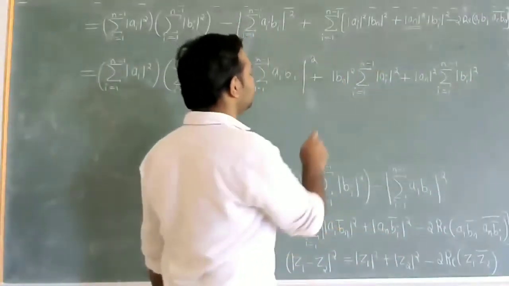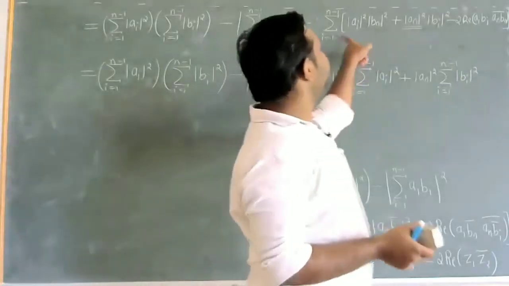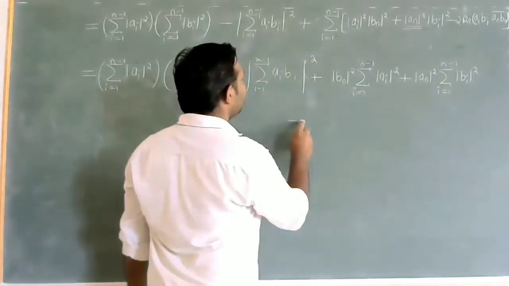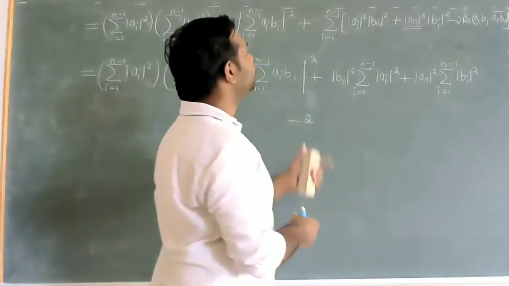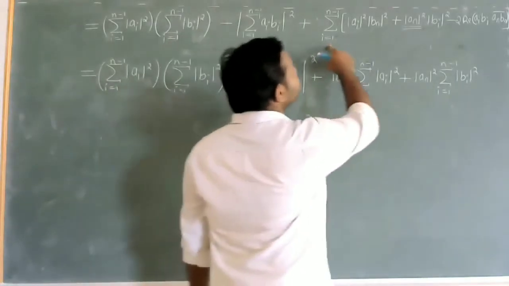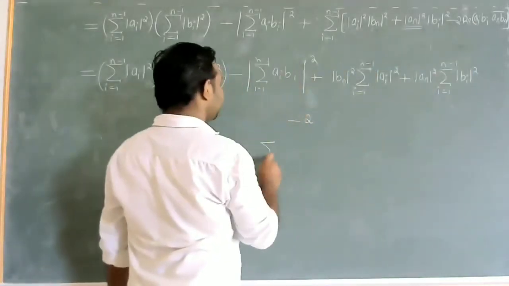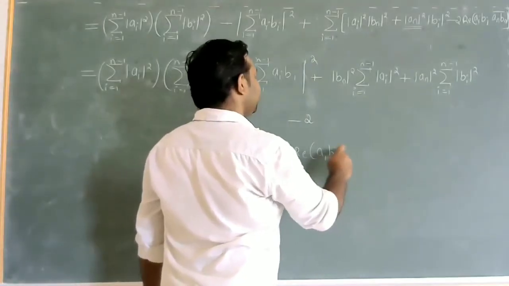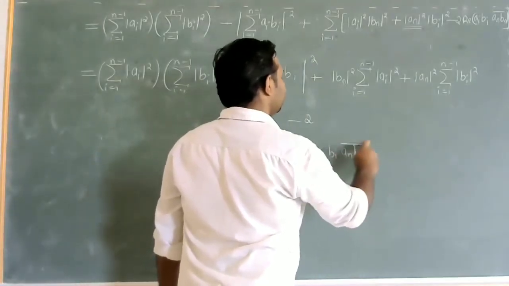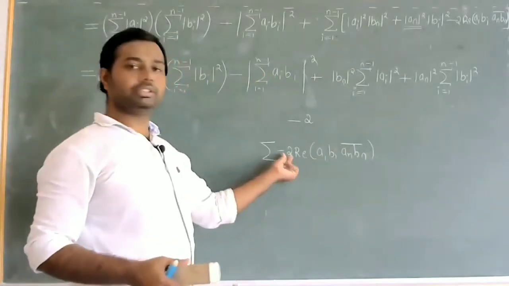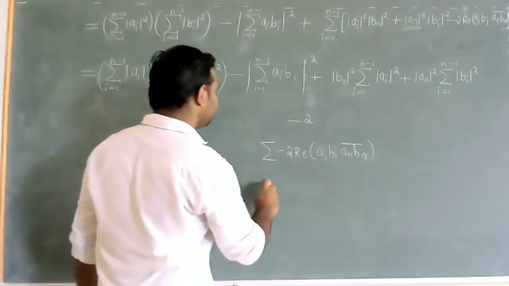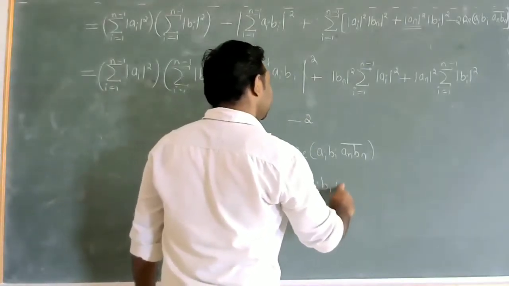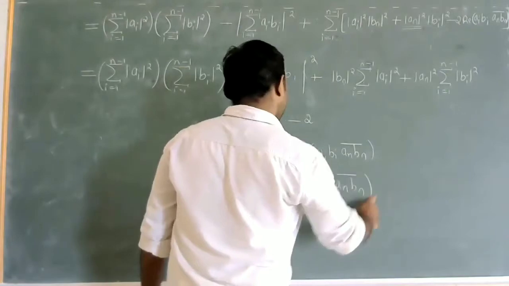Similarly the last one, so actually the summation of minus 2 into the real part of this, so it will be minus 2 into, so actually we have to write, the summation of the third term, so summation of minus 2 into real part of ai bi an bn whole bar. So minus 2 is constant, so I can take it outside, so minus 2 into summation real part of ai bi an bn whole bar.